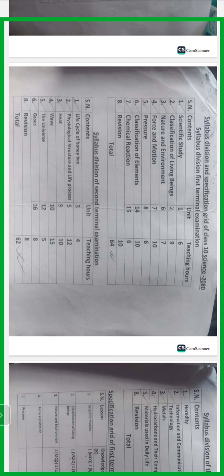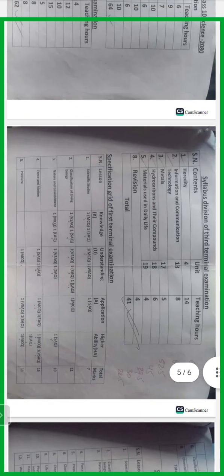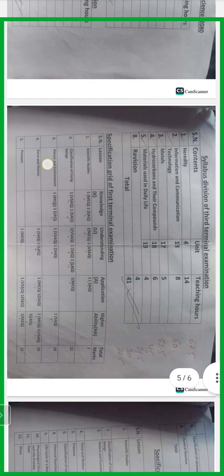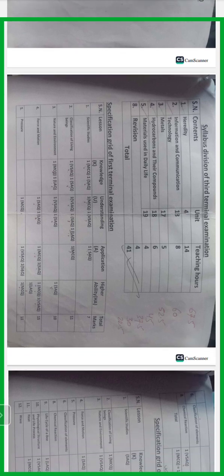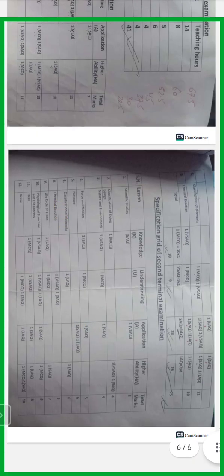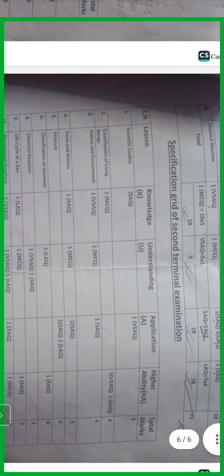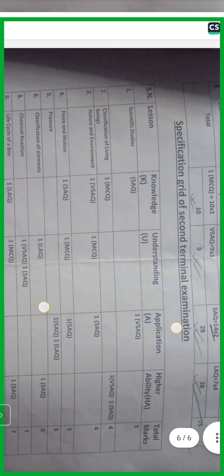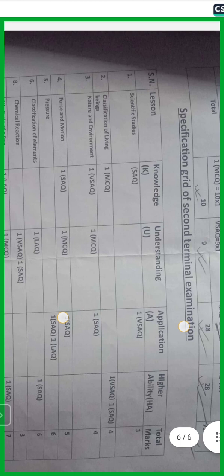Okay, now let us discuss the syllabus grid for the first terminal examination. I already provided it to you in the class, and it is not necessary for you, but this is the grid for the second terminal examination. Okay, look at it very carefully.